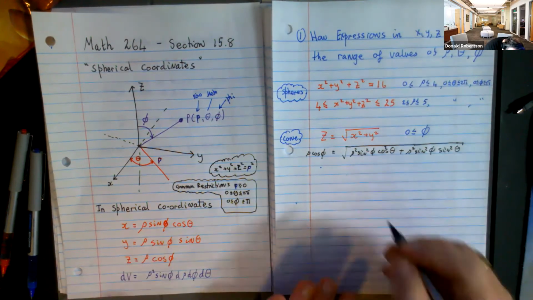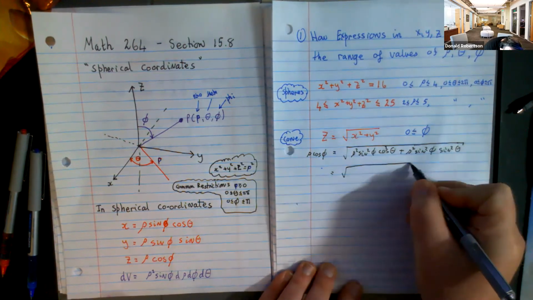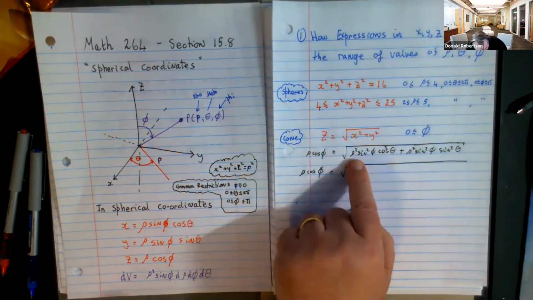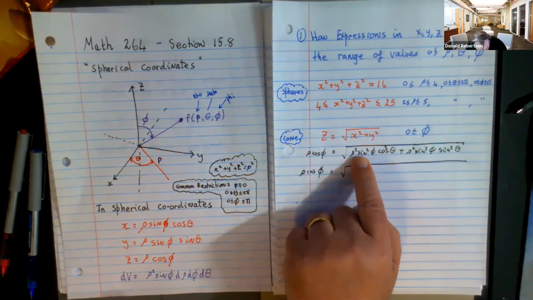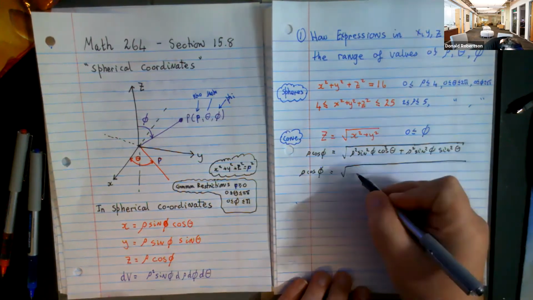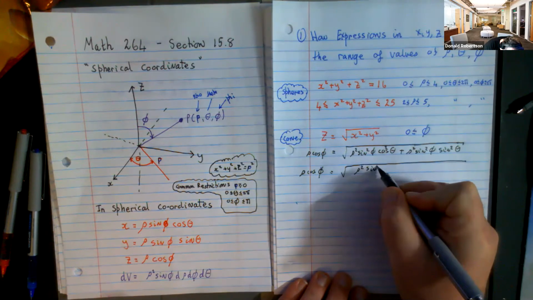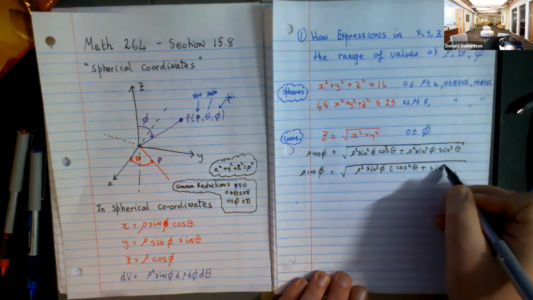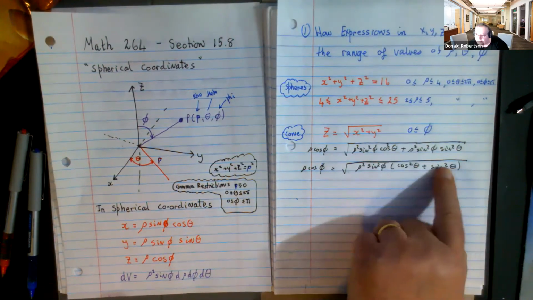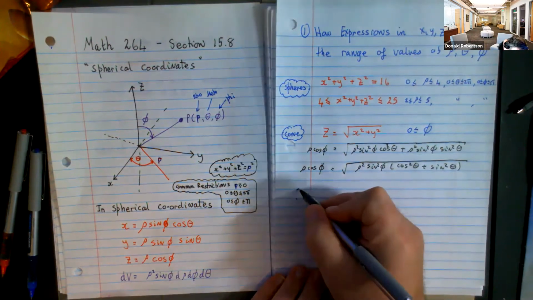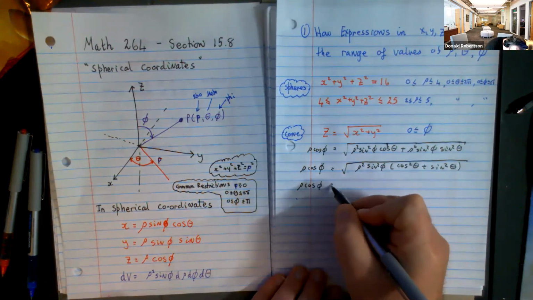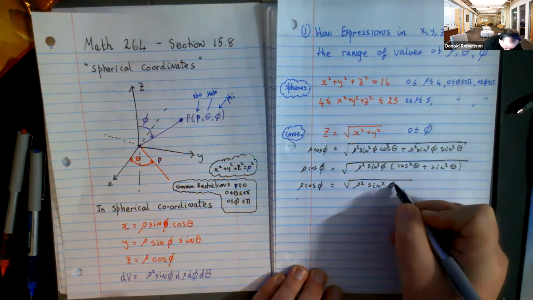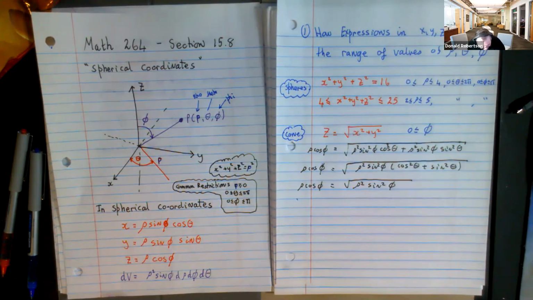Is this beginning to ring some bells? Okay, this plus this. Can't you pull out a rho squared sine squared phi as a common factor? And that leaves behind cos squared theta plus sine squared theta. But isn't that 1? And so it now looks like this. Are we good?